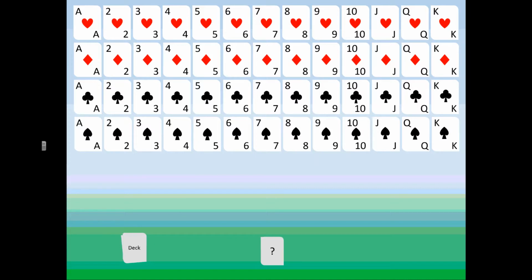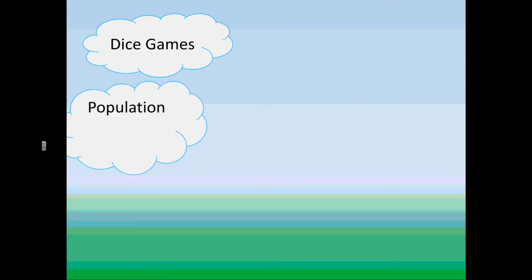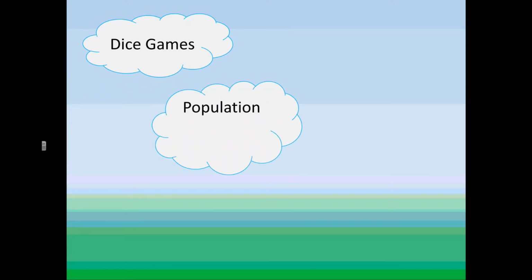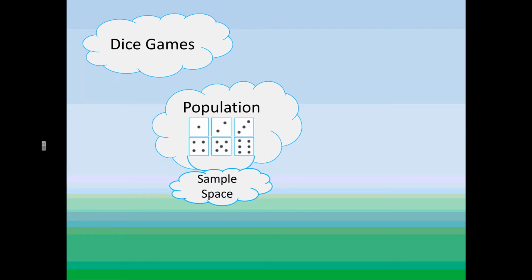Alright, so when we left off, we decided to pull 2 cards from the deck. This is a very complicated problem, so we're going to start with dice games. When we have a die, we've got a population. We roll that die, and that population are the 6 sides of the die. That is all that the die has, just those 6 sides. That's called our sample space.